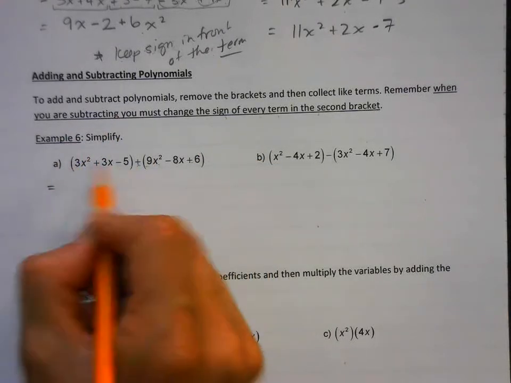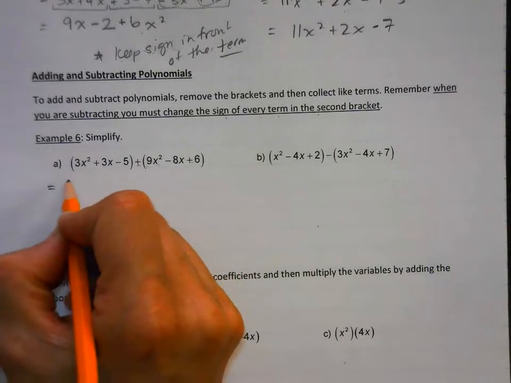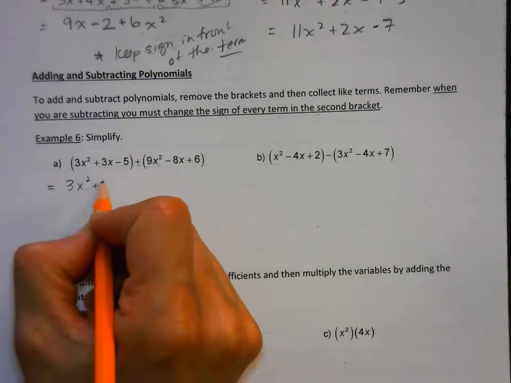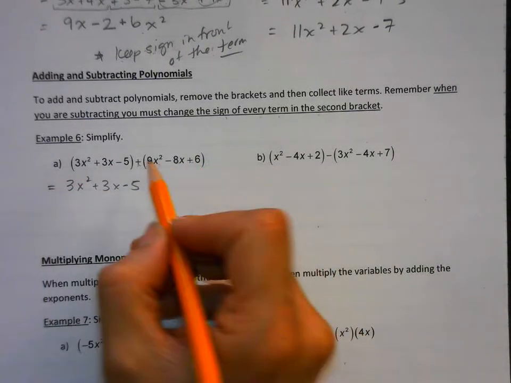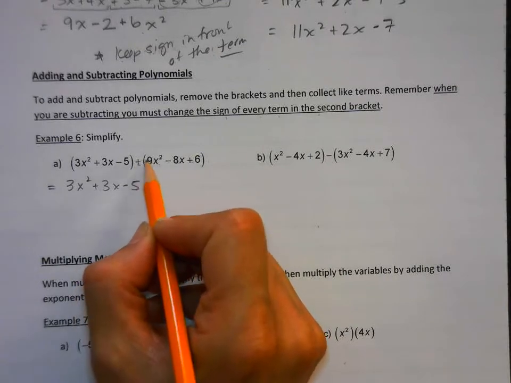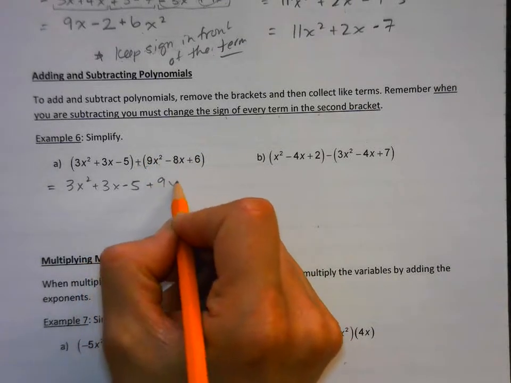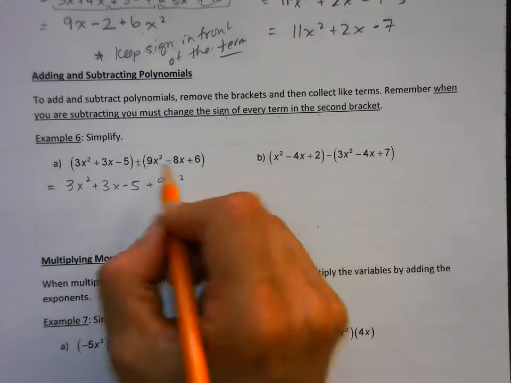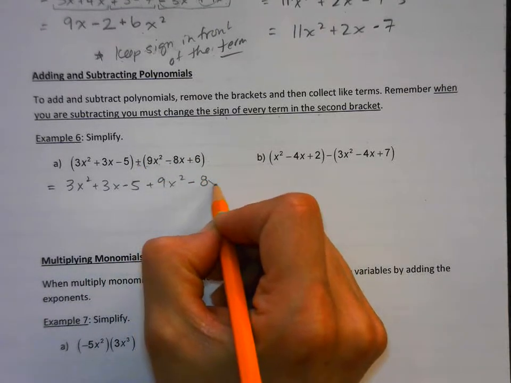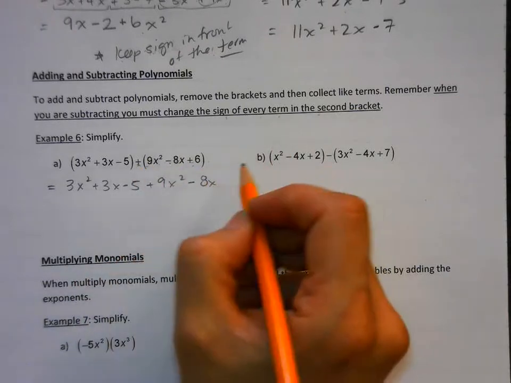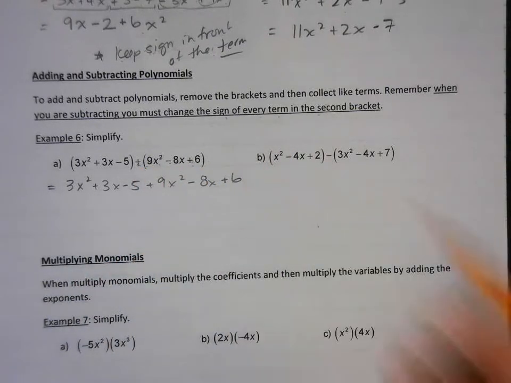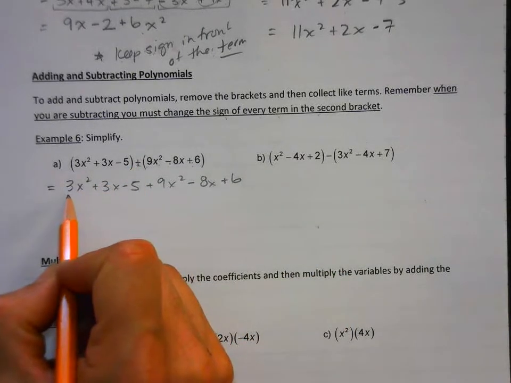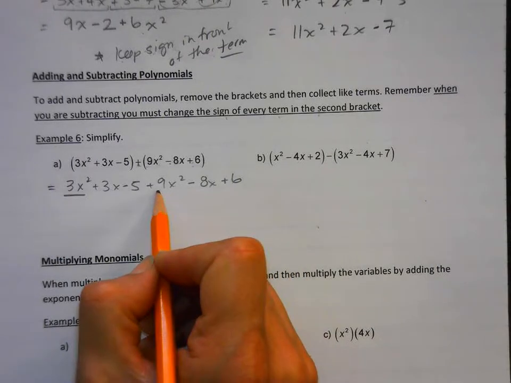Now, when it's the first set of brackets, really we can just take those off. There's nothing extra to do with that. So now here, since this is positive, it means I'm adding 9x squared. Here I'm adding negative 8x, so it's a minus 8x. And adding a positive 6, they're the same, so that's staying. And now it's the same question as it was before in the above. Collect my like terms. So here's my x squared.